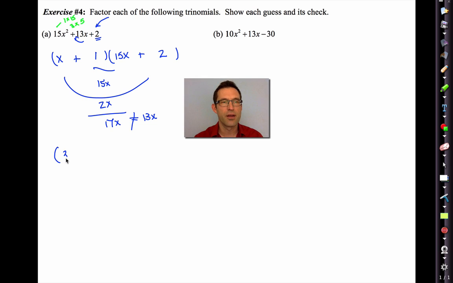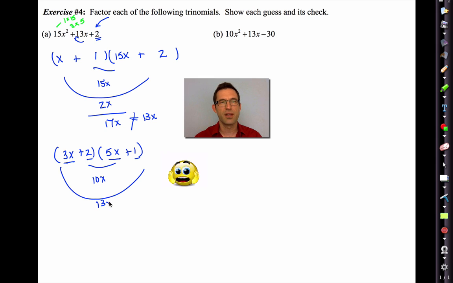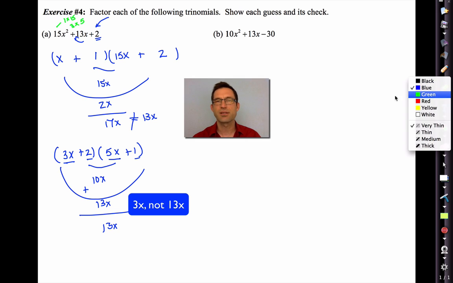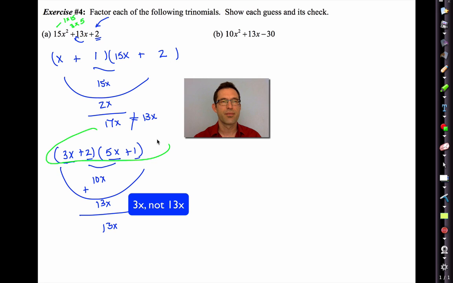So let's try 3x plus 2, and 5x, I guess it would have to be plus 1. Again, it's a reasonable guess. 3x times 5x is 15x squared. 2 times 1 is 2. So here we'll have 10x. Here we'll have 13x. Oh my gosh, no way! When I add them together, I get 13x. That checks. All right, pause the video and take a shot at letter B.